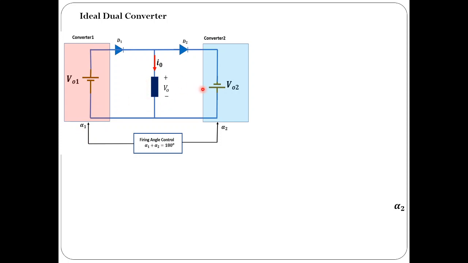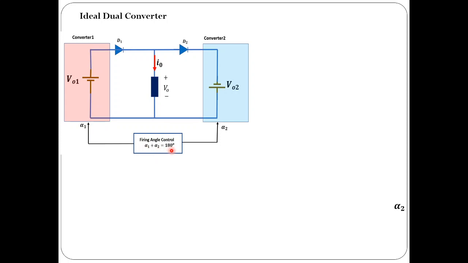Similarly, if you operate converter 2 alone, you can have either second quadrant or third quadrant operation. But if you want to operate both of them together, then you have to maintain this relation between alpha 1 and alpha 2, that is the firing angle for converter 1 and the firing angle for converter 2. They must sum up to 180 degrees.